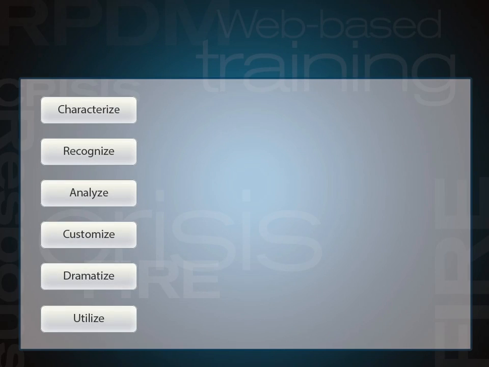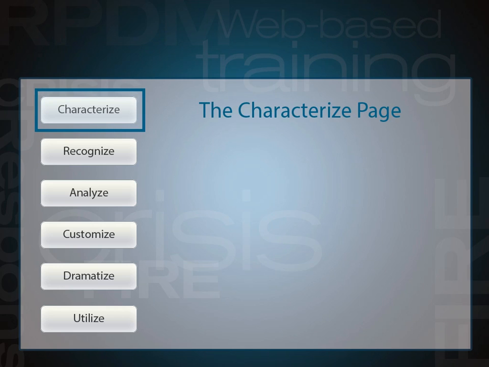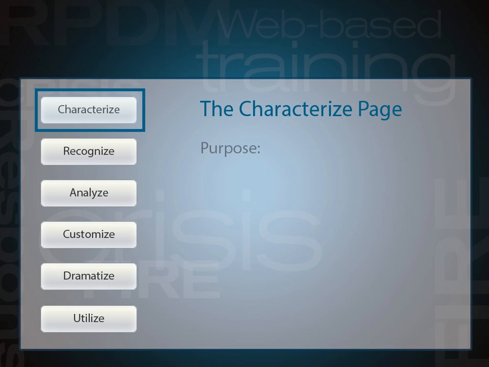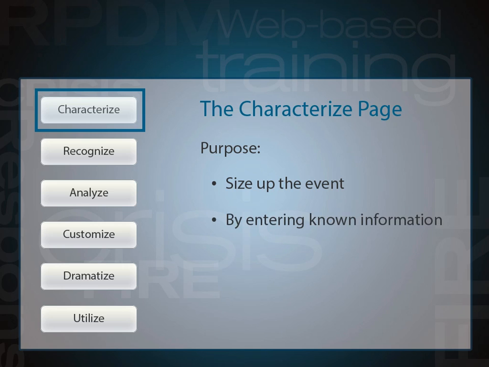In this module, we'll turn our attention to the first step in the decision process, Characterize. We'll take a tour of the Characterize page and learn about its purpose and features while I demonstrate how to use it. In the decision process, the purpose of the Characterize step is to size up the event. In AlphaACT Fire, this involves entering information you know or learn about the event into the system.